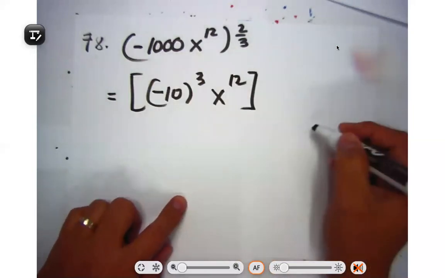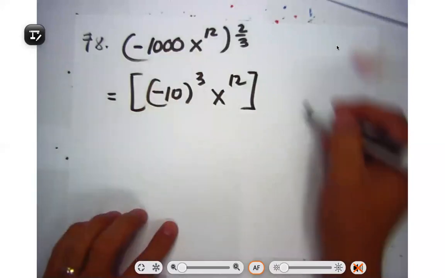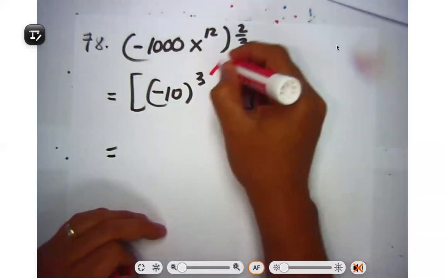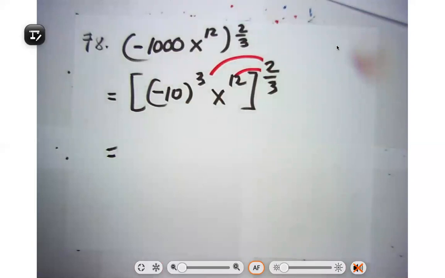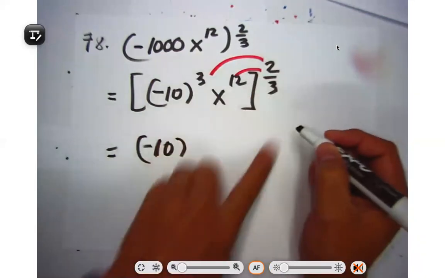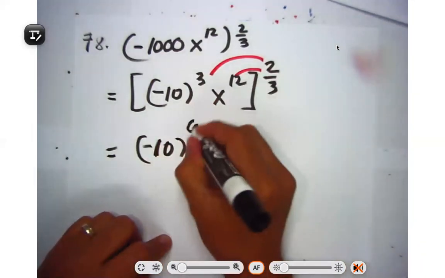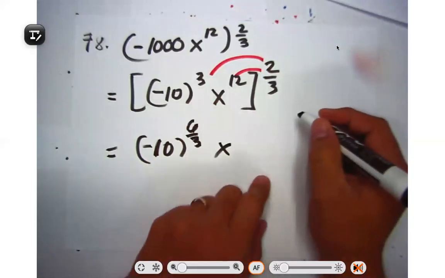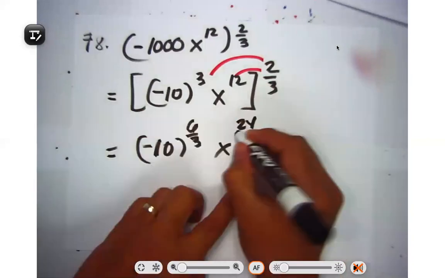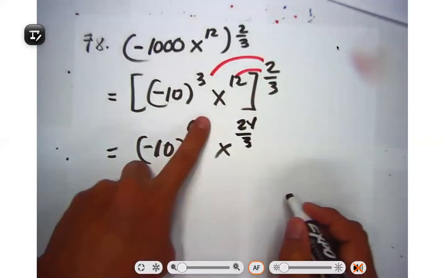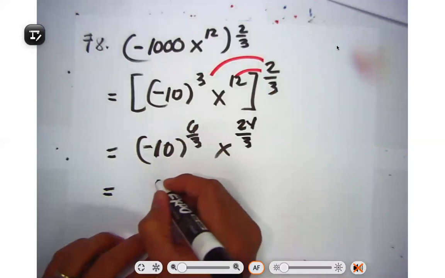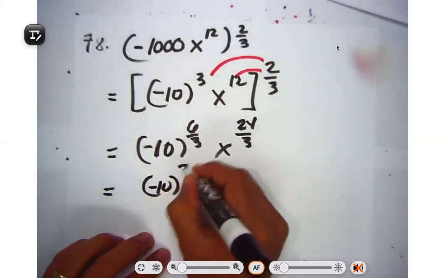So we now use a bracket to enclose because we already use parentheses there. Raised to 2 over 3. And then by distributive property, we do this. You now have negative 10, 3 times 2/3. 3 times 2, you have 6 over 3. And then for x raised to 12, we have 12 times 2, we have 24 over 3. What's negative 10 raised to 6 divided by 3? What's 6 divided by 3? It is 2. Right? It's negative 10 raised to 2.